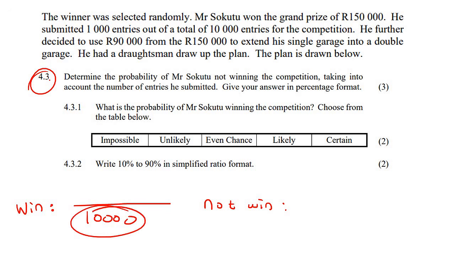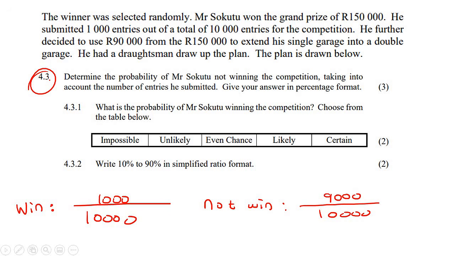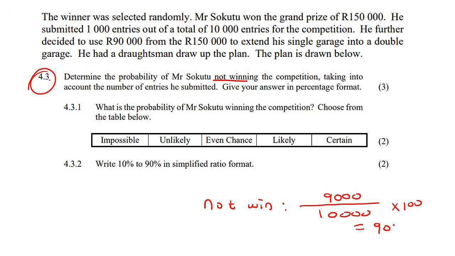So out of 10,000 entries, if he wanted to win, he had 1,000 out of 10,000 chance. Okay, but think about this carefully. There were 10,000 tickets available. He only purchased 1,000. So what is the chance that he won't win? Well, he's actually got a very big chance that he won't win. There's 9,000 tickets that he didn't purchase. So it says the probability of not winning. So this is the one we're doing here. Don't actually worry about this one. I was just showing you what that would look like. And then you're going to say multiplied by 100, and that's going to be 90%. So there is a 90% chance that he won't win.